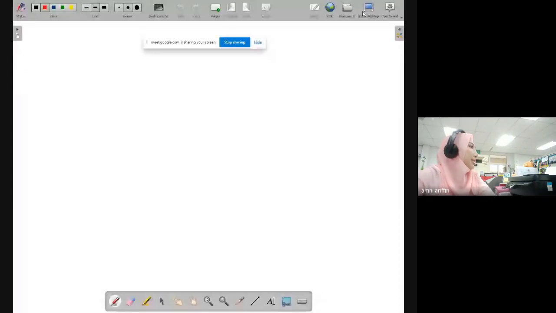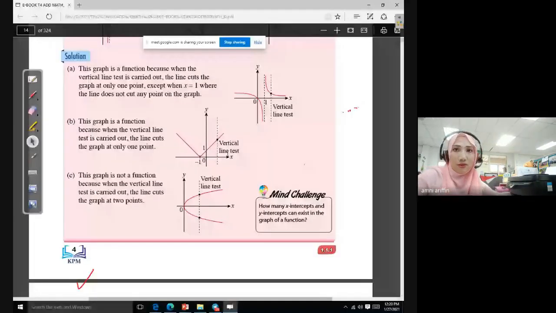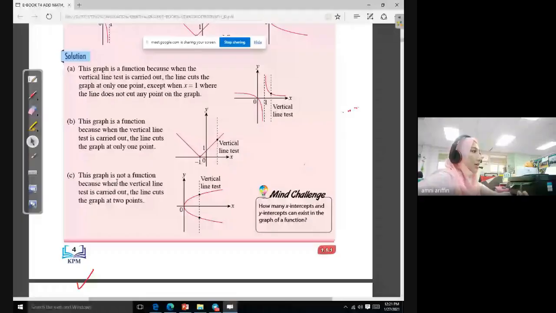Okay, kamu nampak dekat sini. Dia kata, this graph is not a function. Okay, this graph is not a function because when the vertical line test is carried out, the line cuts the graph at 2 points. Okay, setakat ni boleh faham? Boleh?